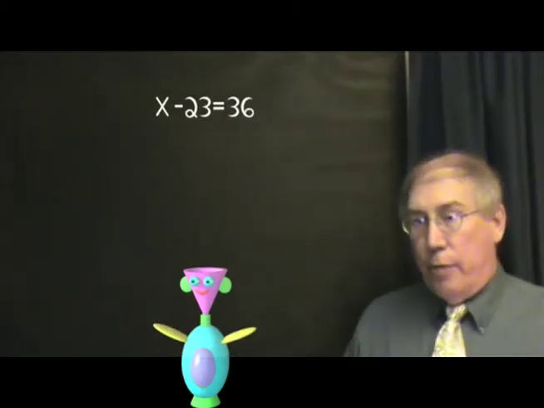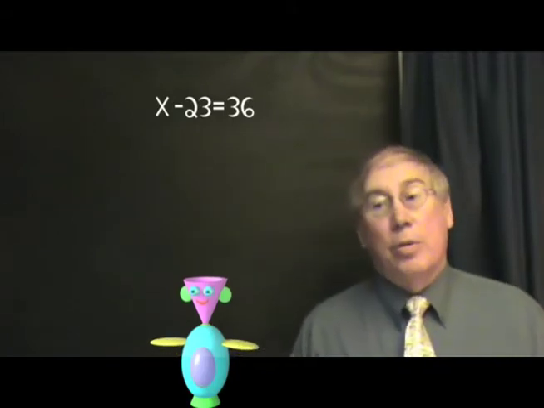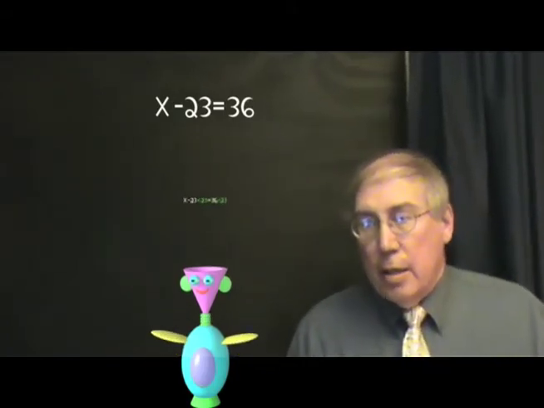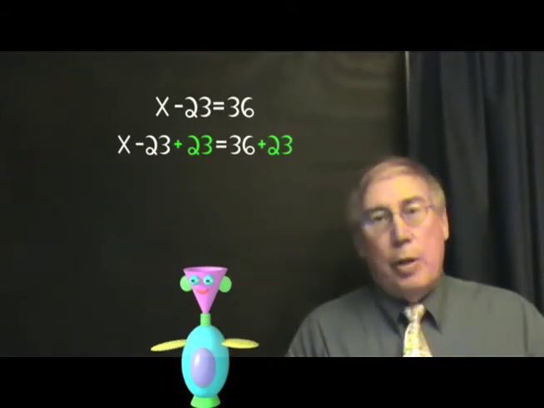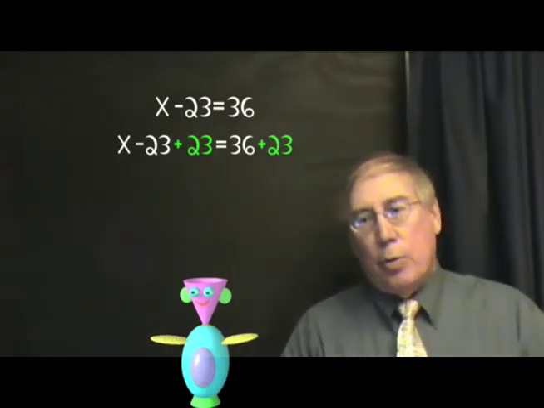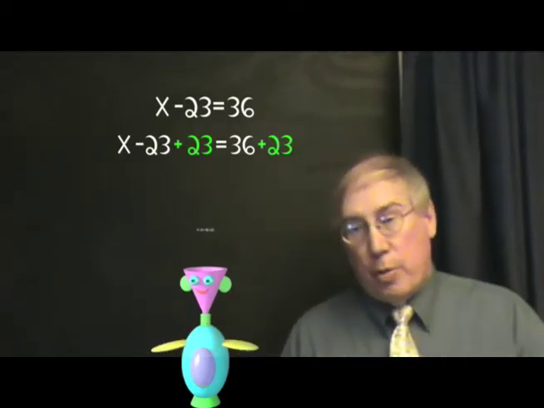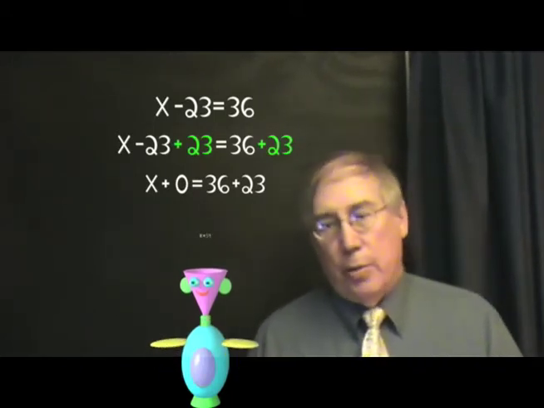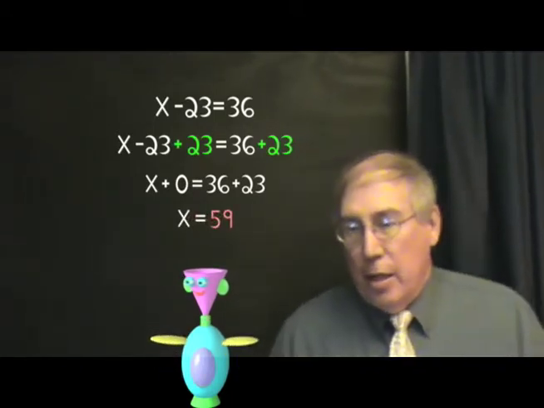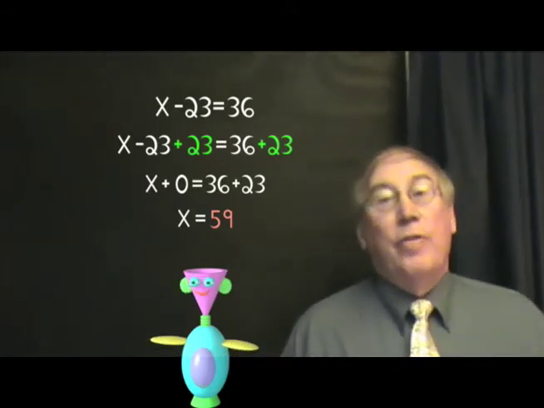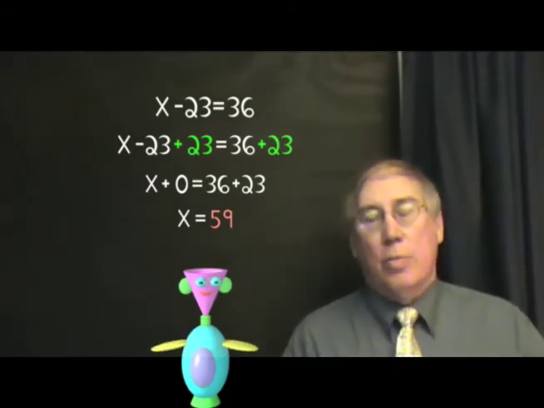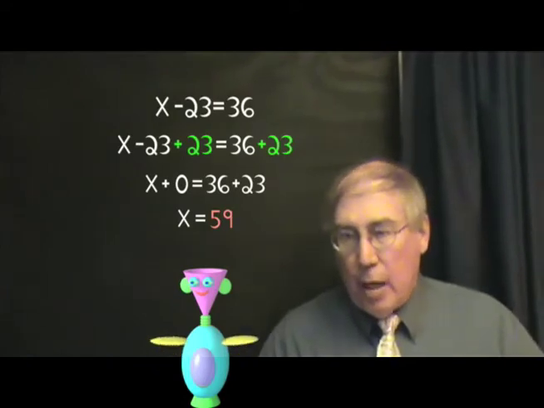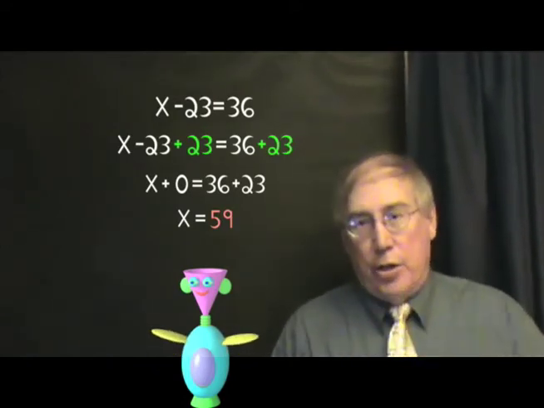Now, here's our first equation, x minus 23 equals 36. What we're going to do is add 23 to both sides. Now, a negative 23 plus a 23 is just 0, or you could switch that around and say 23 minus 23 is just 0. And we'll get x equals 59 as our solution to this problem here. So that's our strategy for this lesson here.